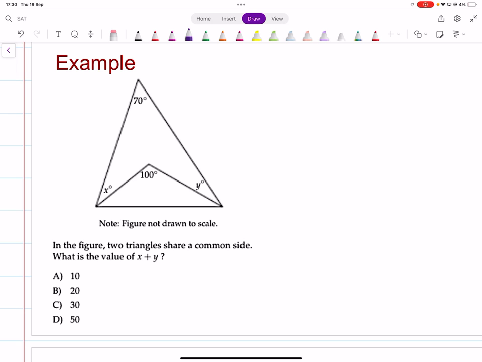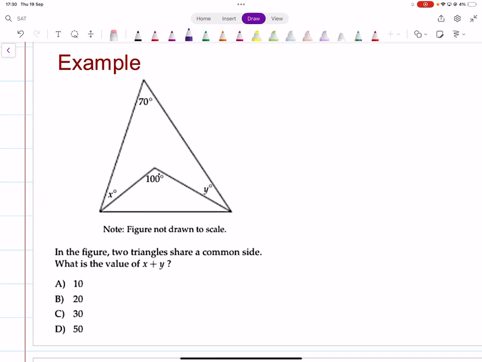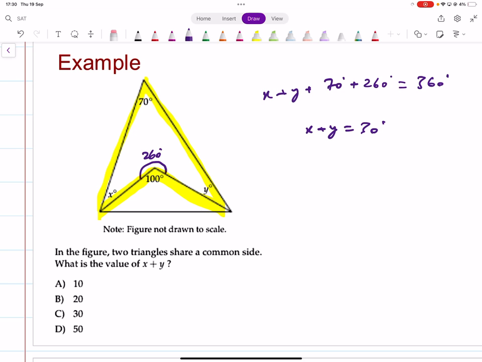Two triangles share a common side. What's the value of x plus y? If this is 100, what about this angle? 260. 360 minus 100, that's 260. Now it's a 4-sided figure. The sum of angles is supposed to be 360. So that means x plus y plus 70 plus 260 is supposed to be 360. So x plus y equals 30. It's a quadrilateral. Sum of angles has to be 360. So x plus y turns out to be 30.